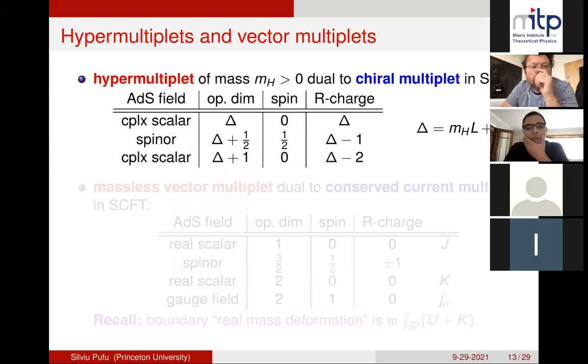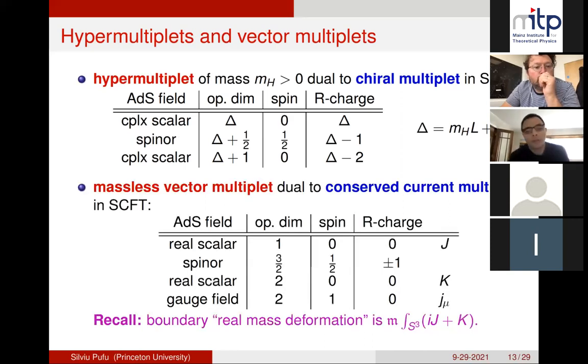So what's a hypermultiplet? A hypermultiplet is a multiplet in AdS that has 4 scalars and 2 fermions. And if we give it a mass, let's say positive, then this would be dual to a chiral multiplet in the N equals 2 superconformal field theory on the boundary. And this is the correspondence. So that multiplet has a conformal primary of some dimension delta, then some fermionic operator of dimension delta plus a half, and then another complex scalar operator of dimension delta plus 1, and these would have their dual fields in the bulk.